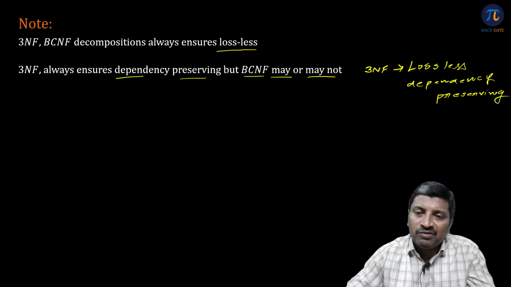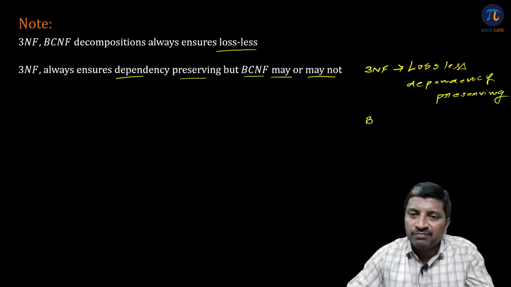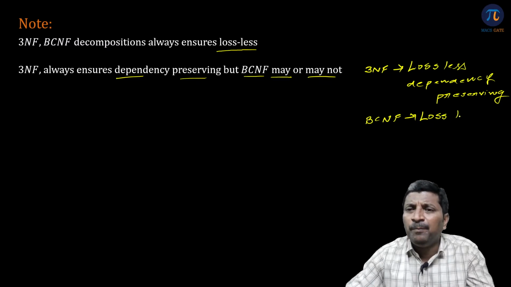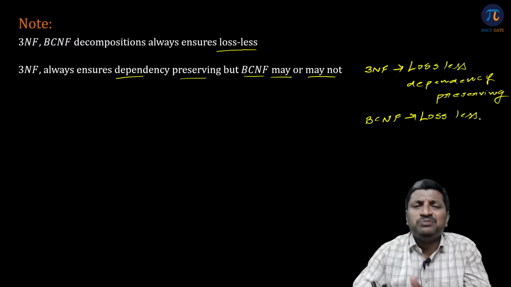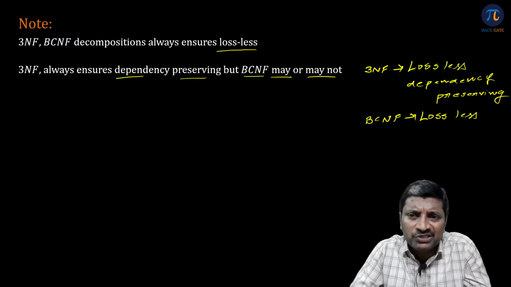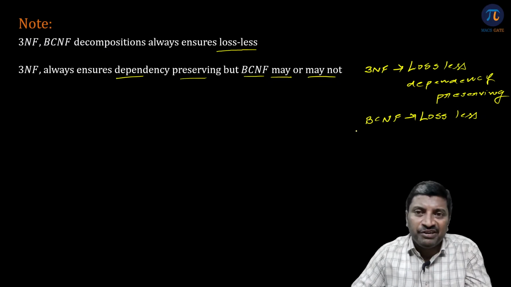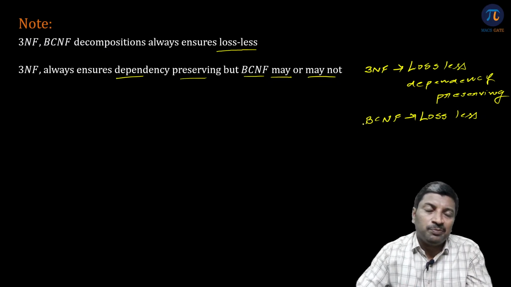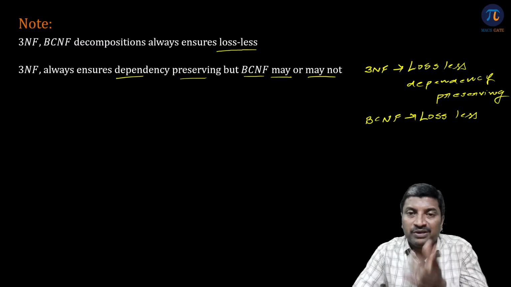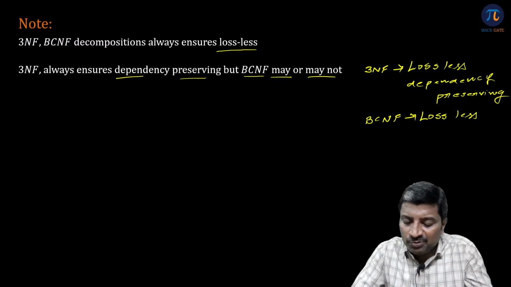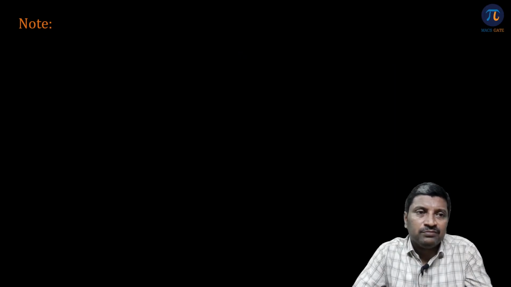But whenever you decompose with BCNF, lossless is guaranteed, sir. Dependency preserving may or may not. Sometimes it may be satisfied, sometimes it may not. That means I need to verify it. So dependency preserving, I need to verify it because it may or may not. That's the meaning of these two notes, sir.